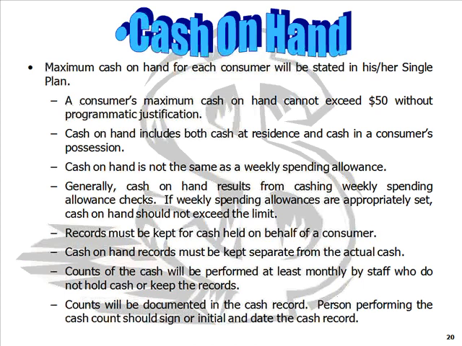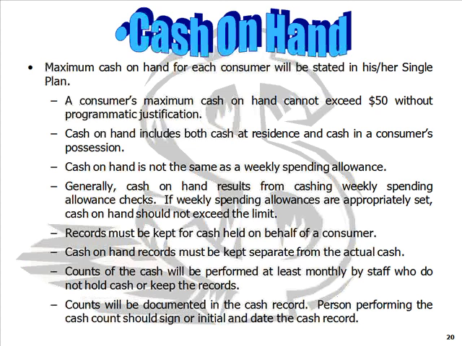Cash on hand. Maximum cash on hand for each consumer will be stated in their plan. Per the directive, the consumer's maximum cash on hand cannot exceed $50 without programmatic justification. Cash on hand includes both cash at the residence and cash in the consumer's possession. Cash on hand is not the same as weekly spending allowance, so you can have a cash on hand balance as well as weekly spending money.